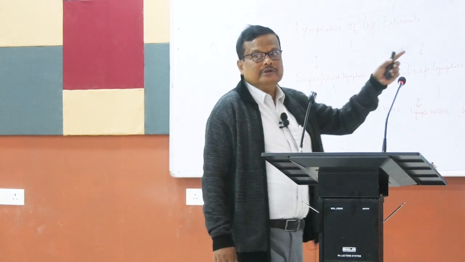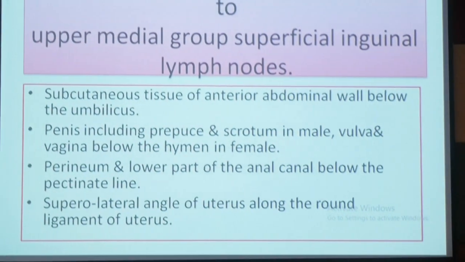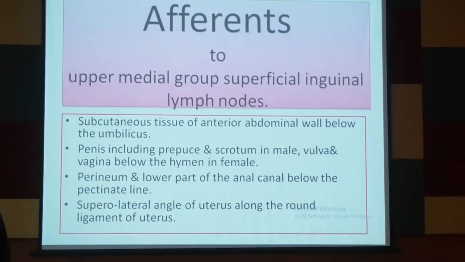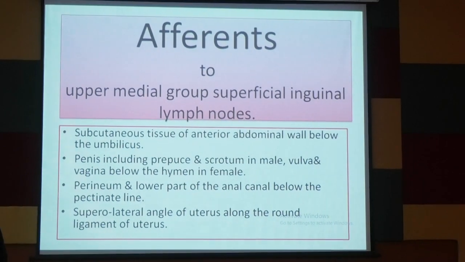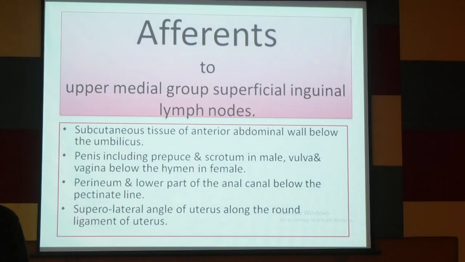এইবারে দেখো, খুব ইম্পর্টেন্ট এটা। এবার মিডিয়াল গ্রুপ অফ দ্য আপার ল্যাটারাল, ভেরি ইম্পর্টেন্ট, ভালো করে পড়লেই বুঝতে পারবে, পড়তে থাকো। সাবকিউটেনিয়াস টিস্যু অফ দ্য অ্যাবডোমিনাল ওয়াল বিলো দ্য আম্বিলিকাস, এইখানে if there is an infection or cancer in the skin and subcutaneous tissue, it will go to the medial group of superficial inguinal lymph node, upper horizontal group. আর কোথায়? পেনিস and prepuce.